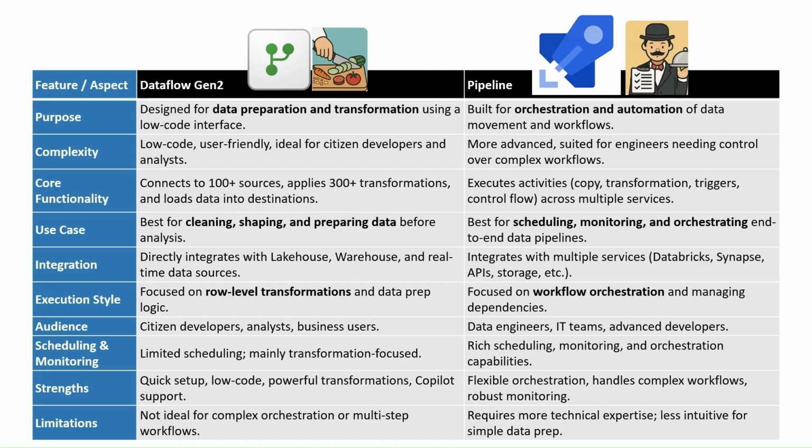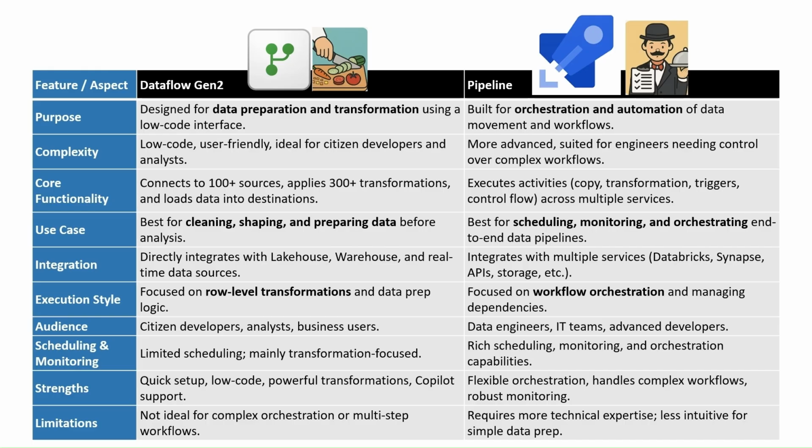The core functionality for Dataflow Gen2 is it connects to 100 plus sources. It applies 300 plus transformations. It loads data to destinations. Whereas the pipeline executes activities like it copies, it transforms, it triggers. There could be schedule based triggers which you can set, and it'll execute the pipeline activities at a specific point of time. Use cases, this is good.